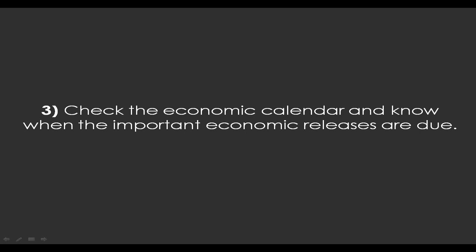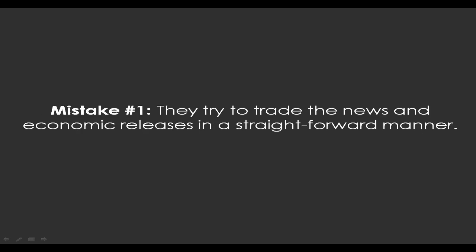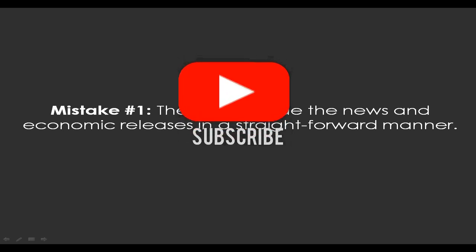The first mistake that traders make is that they try to trade the news and economic releases in a straightforward manner. Now, what does this mean? This means that they watch the news, either they watch CNBC or something like that, or they're looking at the economic releases, and if the numbers come out better than expected, like they're very good numbers, they'll quickly rush in and try to buy. And if they come in worse than expected, the trader will quickly go in and try to short the market. Well, this is by default a losing strategy.